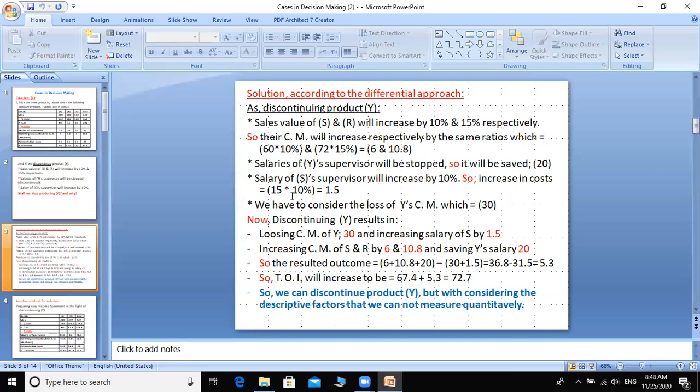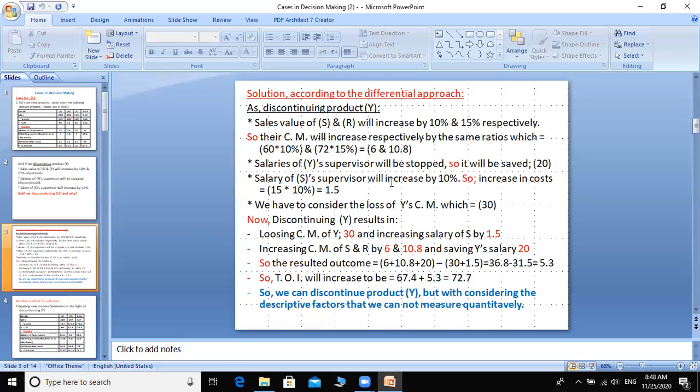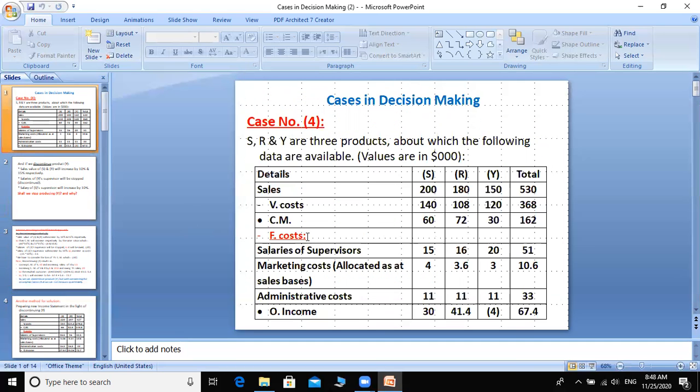So the increase in cost is 15 times 10%, which gives 1.5, because the salary of S is 15. So the increase will be 10%, that is to say 1.5, as I told you here. Don't forget, canceling Y means its contribution margin will not come. So 30 will be lost, the contribution margin of Y, as we will stop it. But all fixed cost as a total will be the same. It will not be affected by canceling Y. But when we cancel Y, its sales will be stopped and its variable cost will be saved.